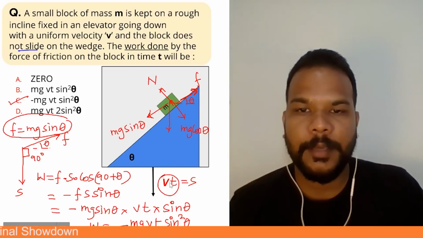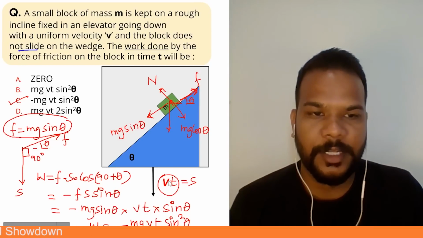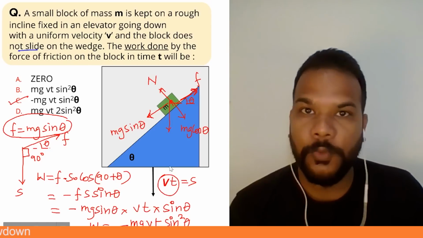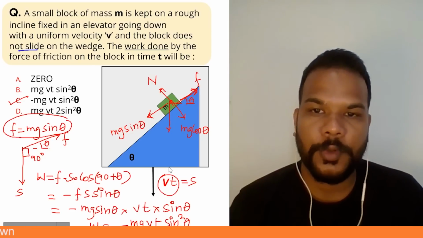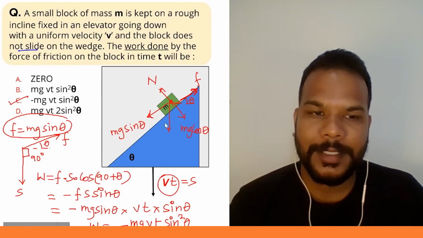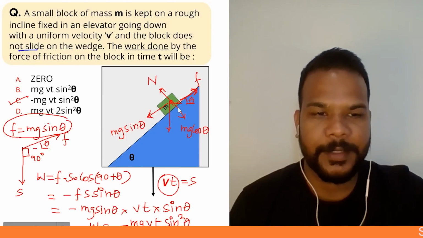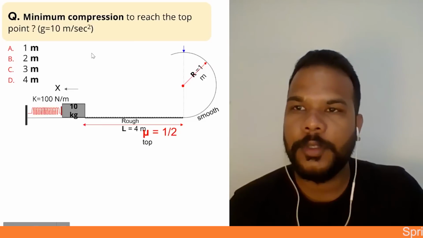Important part यहाँ पे था कि body is lift is moving with a constant velocity, which means that there is no pseudo force. No pseudo force is going to act. There is no acceleration of the system. Secondly, the block is stationary on the triangular wedge. Okay. Perfect. Okay guys, moving on to the next one.